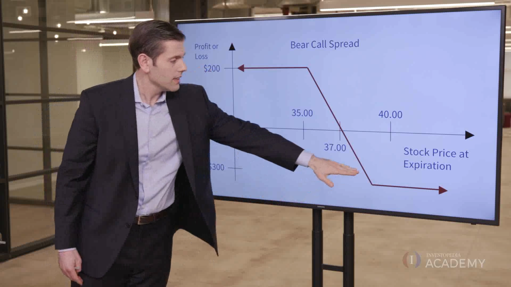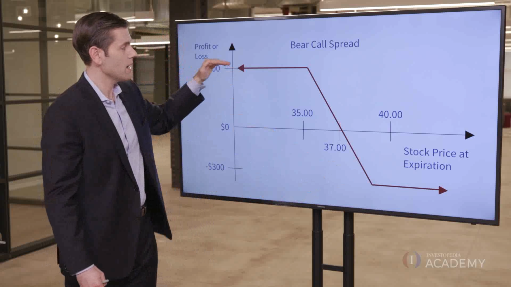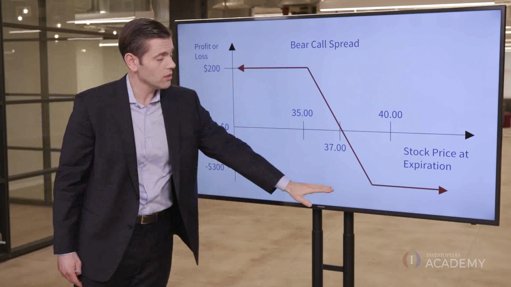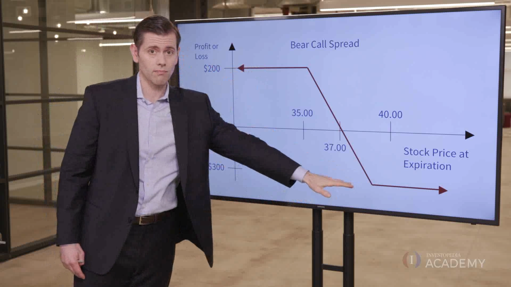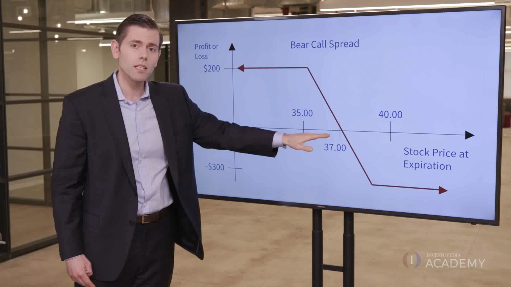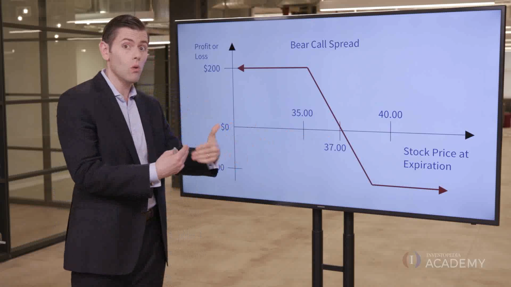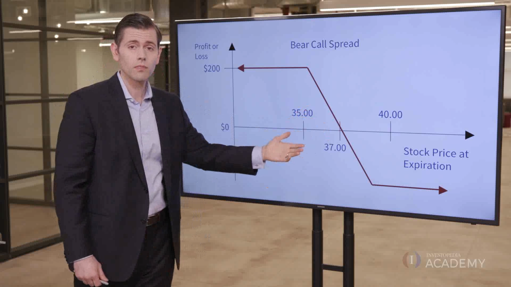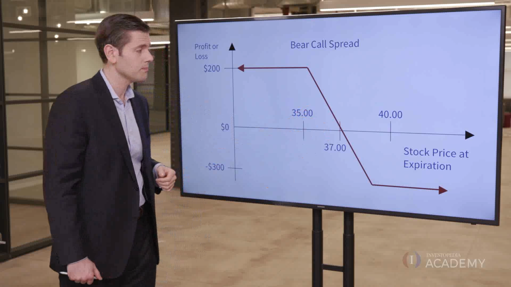And again, that's what you need to focus on: how much can I make? Look at this horizontal line. How much can I lose? You look at this horizontal line. But again, where is that break even? Where do I actually start making money or losing money? Well, there's a formula to calculate that as well. So let's go ahead and look at our formulas real quick.